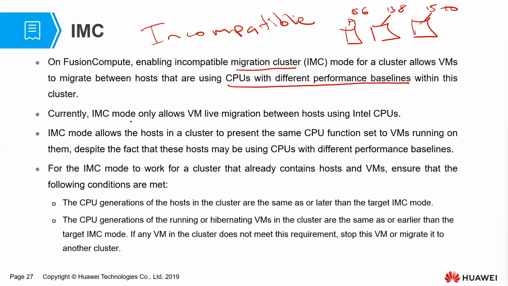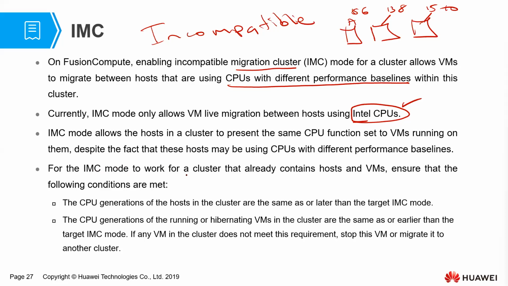Currently, the IMC mode only allows virtual machine live migration between hosts using Intel CPUs. Please take note of that. Currently, only Intel CPUs are supported. So IMC mode allows the hosts in a cluster to present the same CPU function set to virtual machines running on them, despite the fact that these hosts can be using CPUs with different performance baselines.